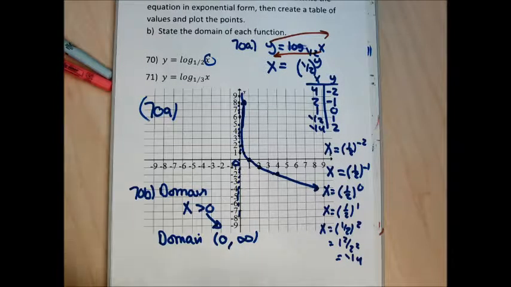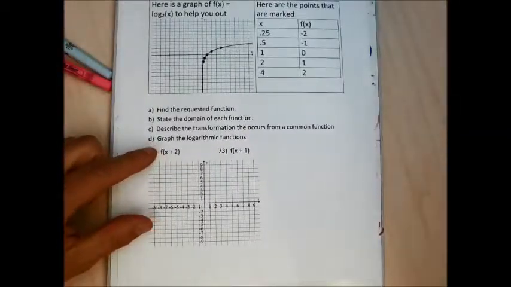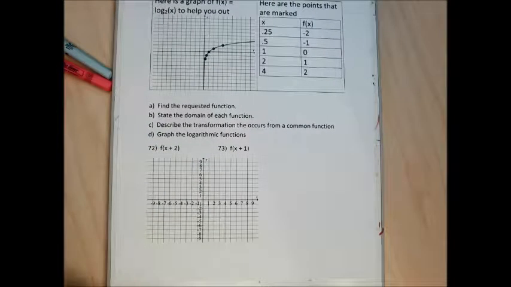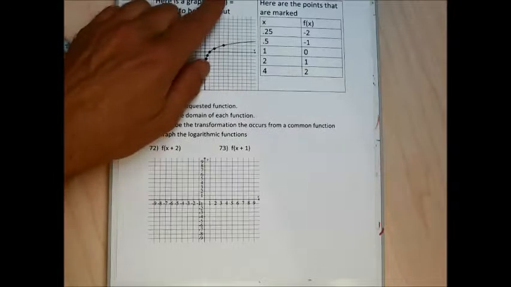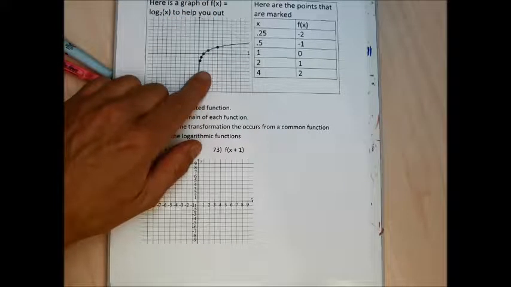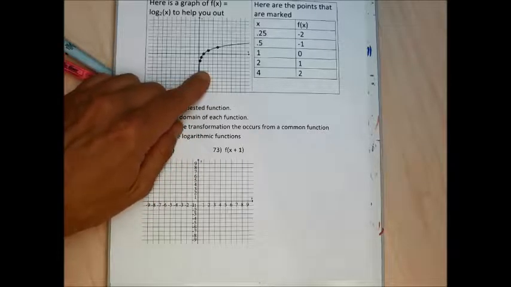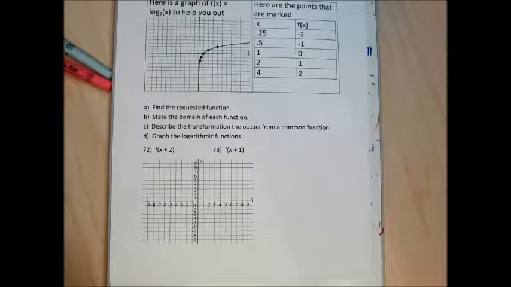You should give 71 a go, and for the rest of the problems we're going to use shifting to do the graphs. So for 72 through 83, we're given a graph of y equals the log base 2 of x, or f of x equals the log base 2 of x, because function notation makes shifting easier.